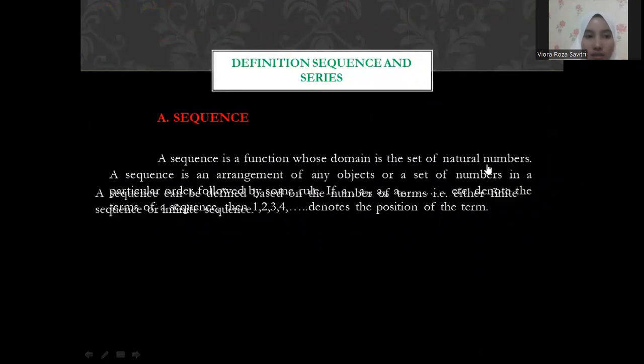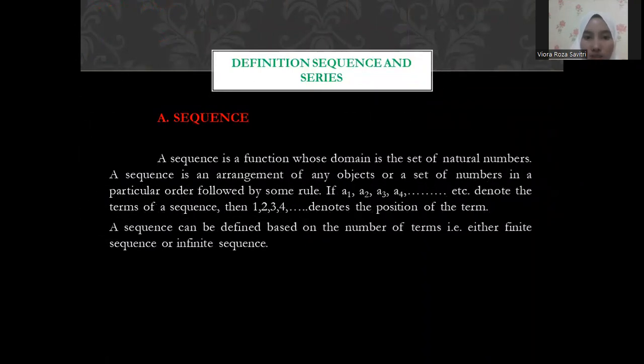A. Sequence. A sequence is a function whose domain is the set of natural numbers. A sequence is an arrangement of any object or a set of numbers in a particular order followed by some rule. If a1, a2, a3, a4, and so on are the terms of a sequence, then 1, 2, 3, 4 denote the position of the terms. A sequence can be defined based on the number of terms, which is either a finite sequence or an infinite sequence.